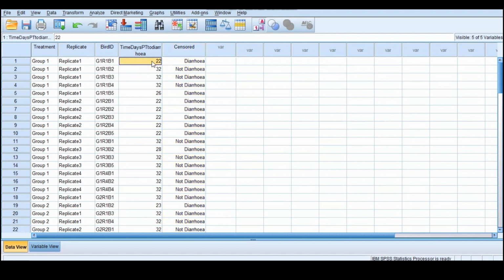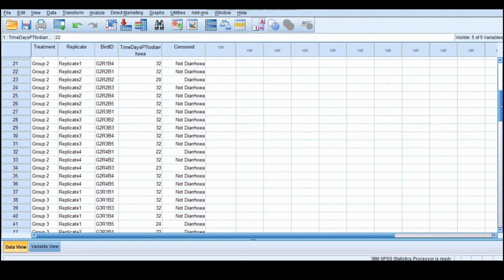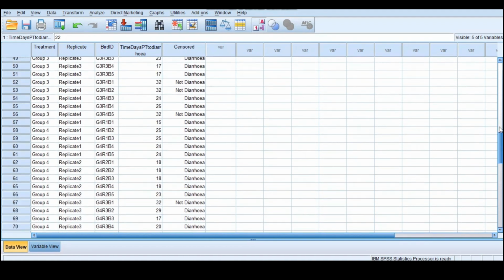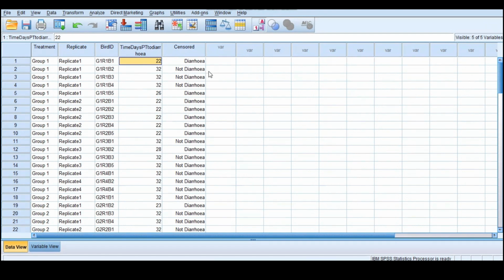The thing that we want to see is that we have groups: group one, group two, group three, group four. So we have four groups of birds, and those were the interventions that we did to these birds. We want to see, is there a difference between the survival of these groups across the birds, and can we recommend such a group for the survival of these birds, so that they might not experience diarrhea?